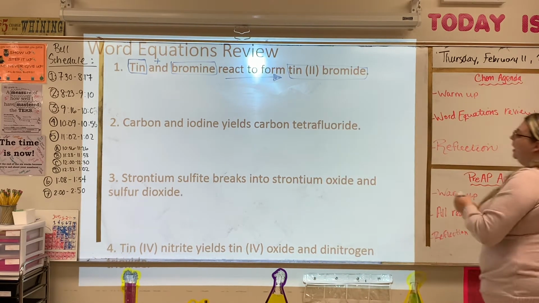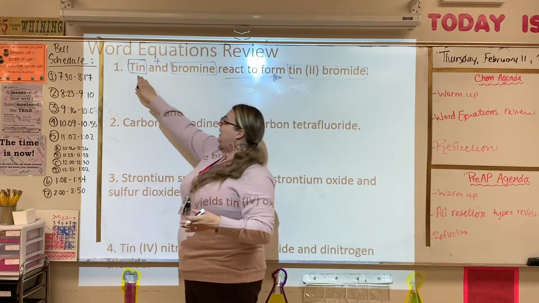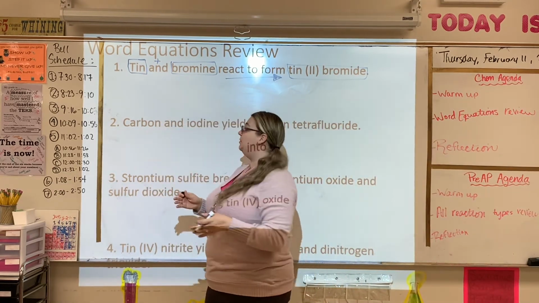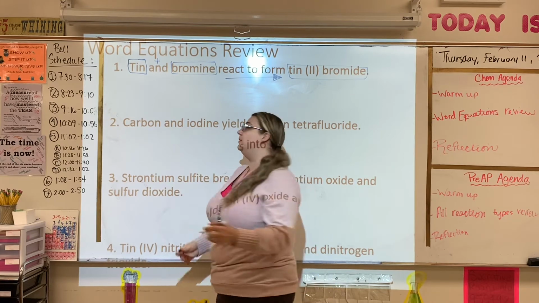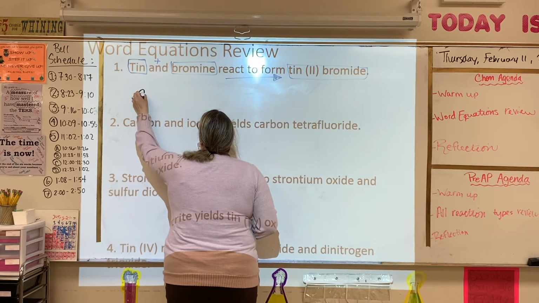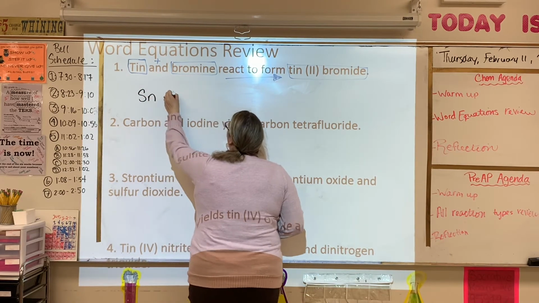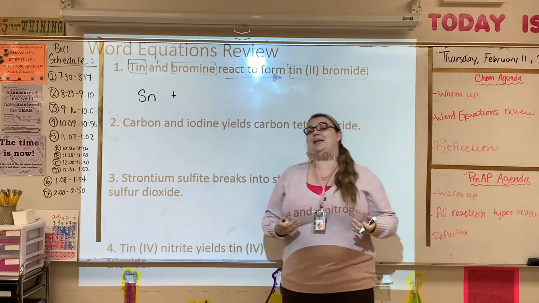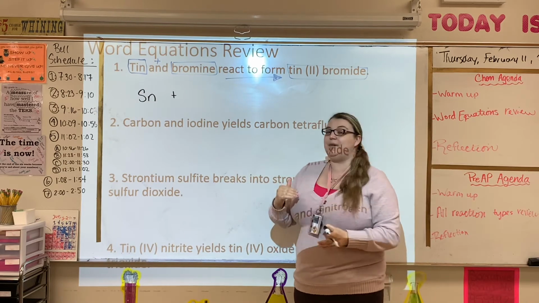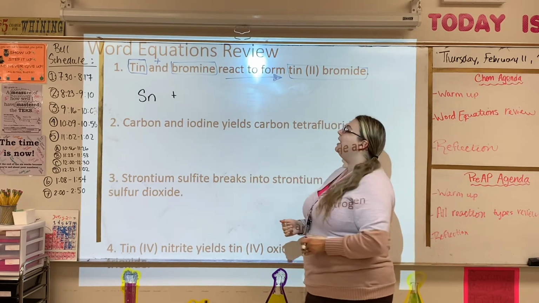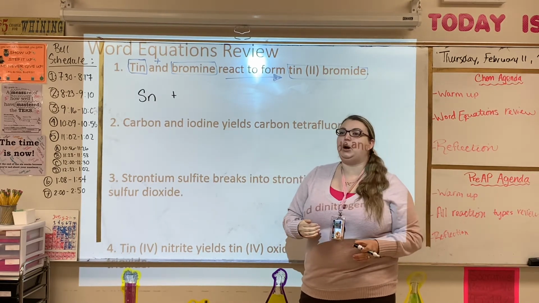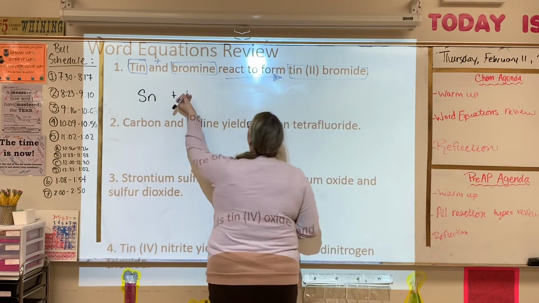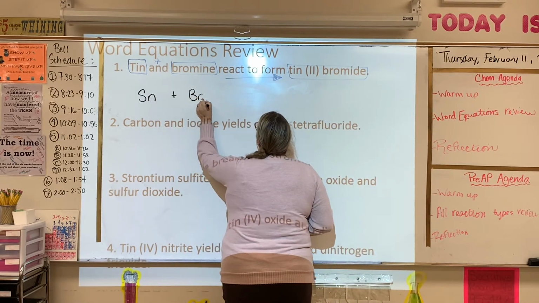All right. A metal all by itself. Tin is a metal all by itself. What do we do with a metal all by itself? We just write the symbol. So tin all by itself would be Sn plus bromine. Bromine is a non-metal and it's all by itself. Here with the non-metals we have to check the Hofbrinkel list, and bromine is the Br in Hofbrinkel, so this is going to be Br2.